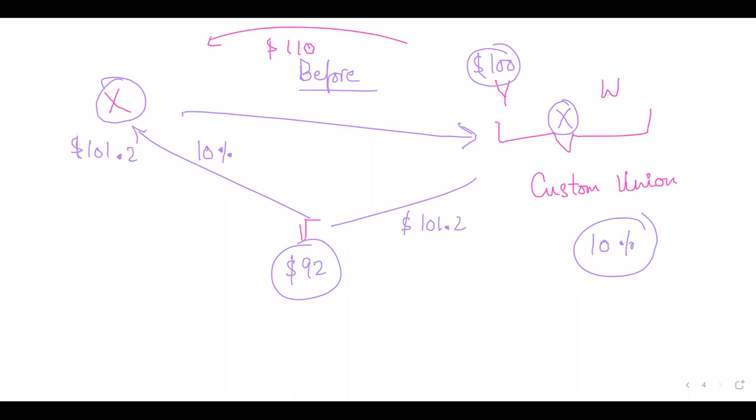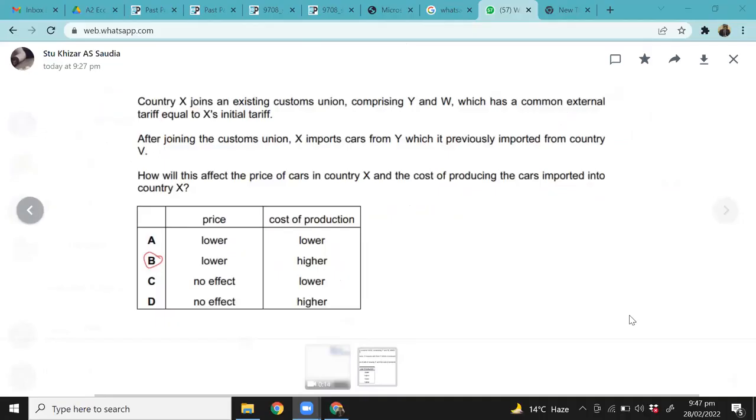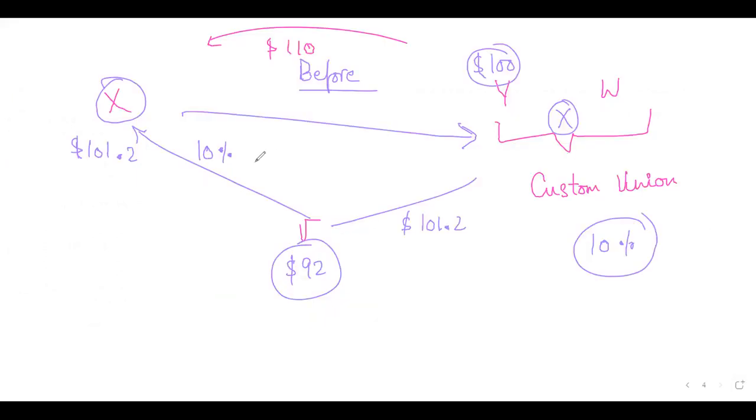Now comes the main question: how will this affect the price of cars in country X? Did the price fall, students? Now it's costing 100. Previously, it was costing them 101.2. So the price of cars in country X did fall.